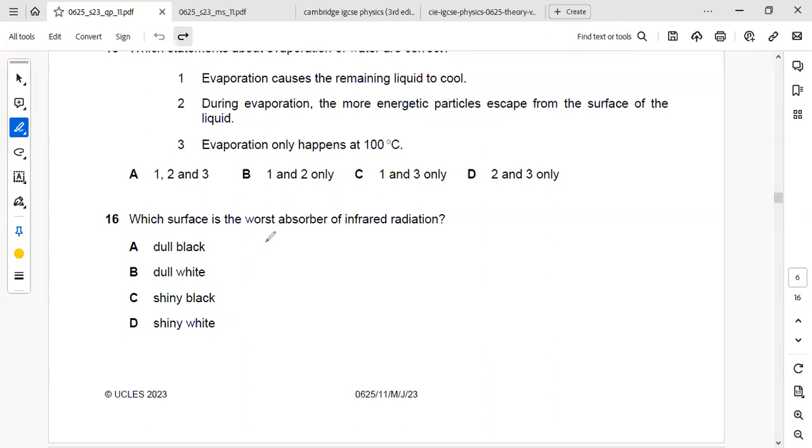Next, which surface is the worst absorber of infrared radiation? We know black will absorb, right? So dull black and shiny black will be absorbing infrared radiation. Next, white, it is the worst absorber. In that, shiny white is the worst absorber of infrared radiation. So the answer is D.